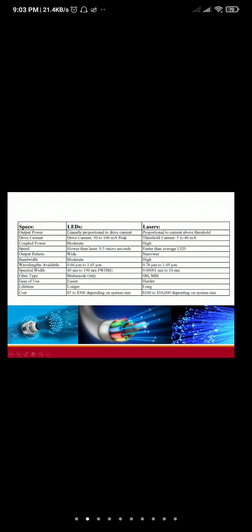So, comparing the LED to laser in terms of output power, sa LED, linearly proportional to drive current. Sa laser, proportional to current above threshold. And the drive current nito ng LED is 50 to 100 milliampere peak. Samantala sa laser, 5 to 40 milliampere lang po. The coupled power is moderate in LED, high in laser. The speed is slow for LED, it's slower than laser, 0.5 microseconds, and laser is faster than average LED. The output pattern ng LED is wide. Okay, mas kalat yung signal, yung ilaw niya as compared sa laser na naka line of sight po siya. Yung bandwidth ng LED is moderate, si laser is high.